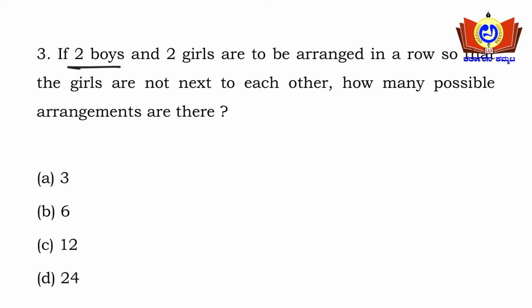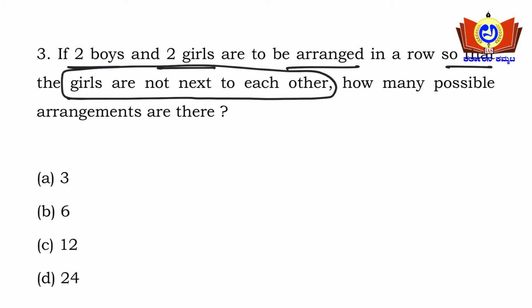If 2 boys and 2 girls are to be arranged in a row so that the girls are not next to each other, this is the condition here. Girls are not next to each other. How many possible arrangements are there? Okay, how many possible arrangements are there?